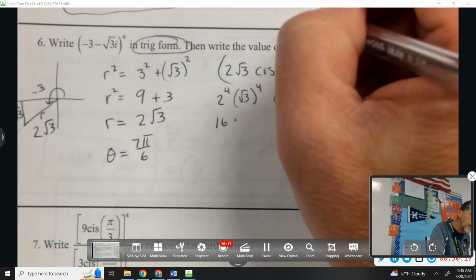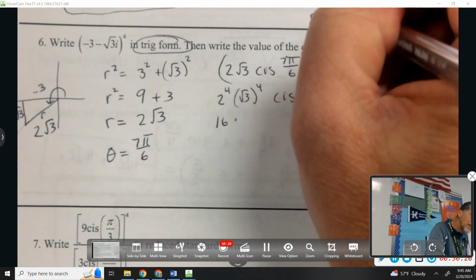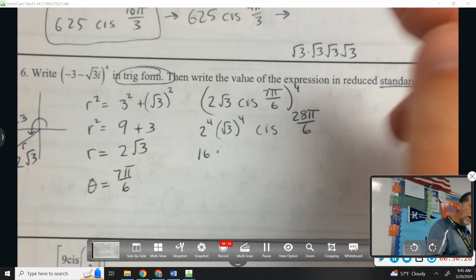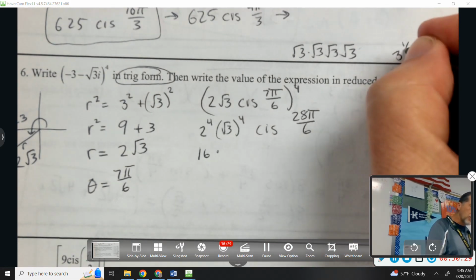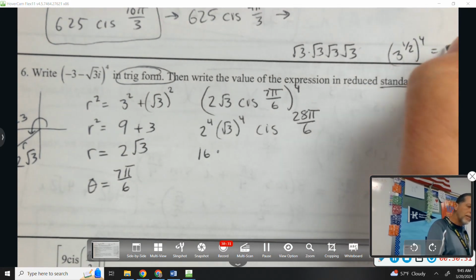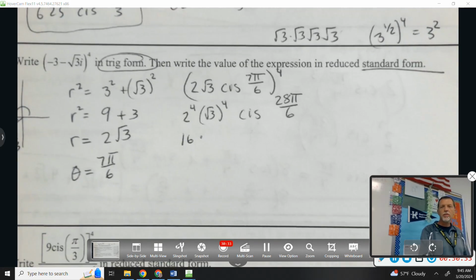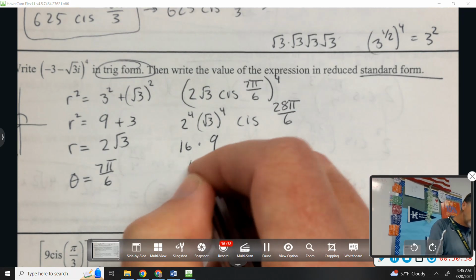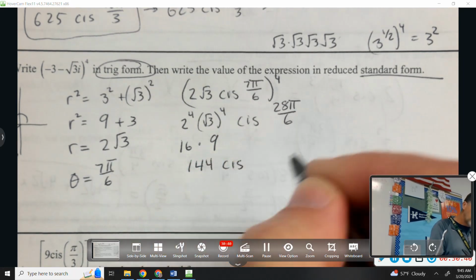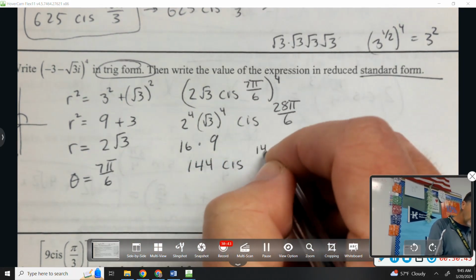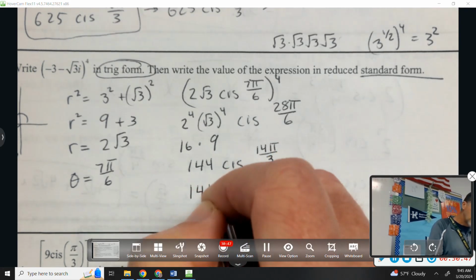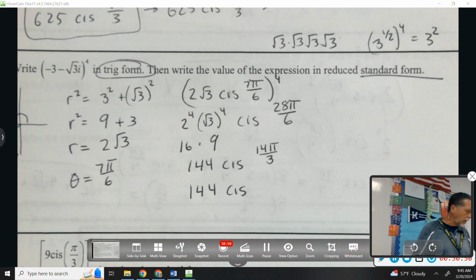Or you just think about multiplying them all out, and you get 9. If you're a little bit higher power and you didn't want to have to do that, 3^(1/2) to the 4th, maybe that's a little easier way to think of it. 3 squared is 9. So however you get there, you get 9. So 144 cis 14π/3. Uh-oh, I don't want to do 14π/3.